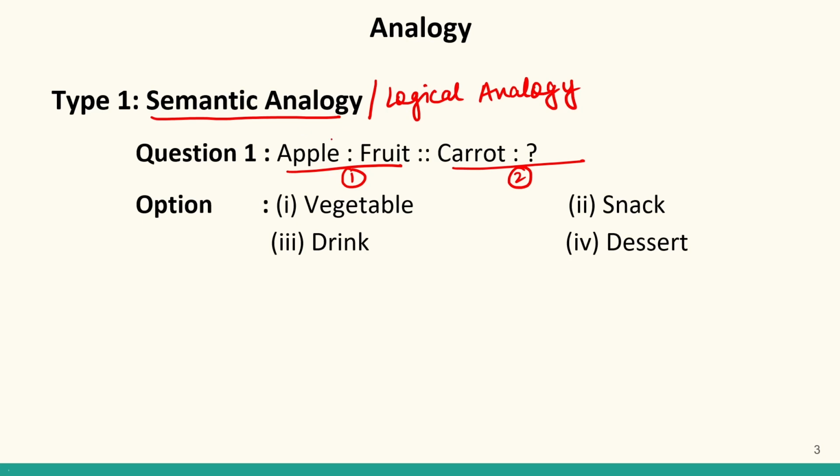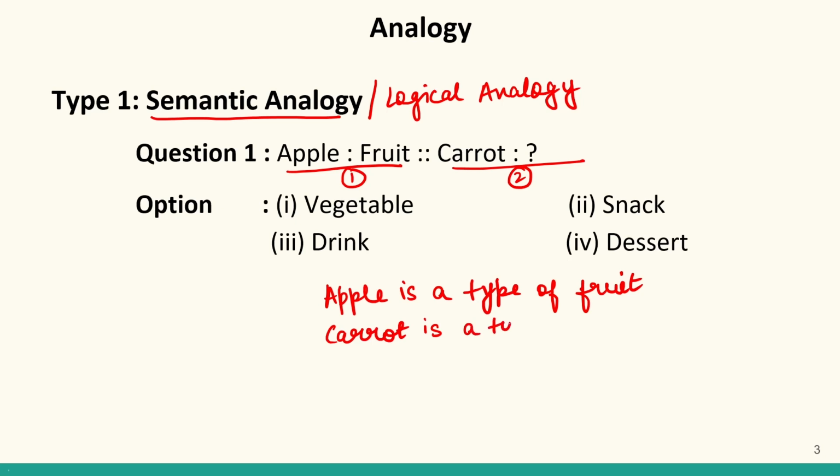So over here, this is the first pair, apple and fruit. We have to find the missing element over here. Very clearly I can see that apple is a type of fruit. Similarly, carrot is a type of vegetable. So our answer will be option number 1, vegetable.